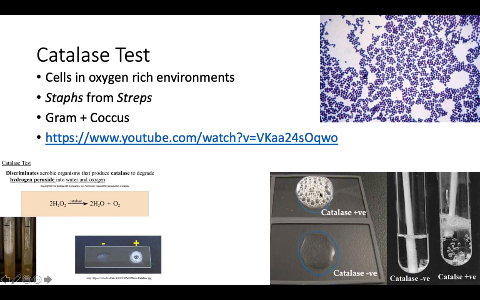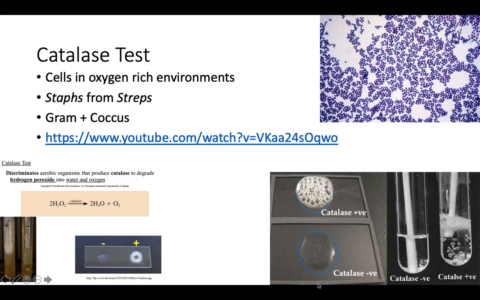You can do this test with loops on a slide. You can do it in a petri dish or in a tube with liquid hydrogen peroxide, and little sticks and things like that, and watch for bubbles. There's multiple different ways to do this, but it all works the same. You're looking for the presence of those bubbles. So if you have bubbles, you know this organism is able to produce the enzyme catalase, which means that it is a Staphylococcus species. So then you would proceed to an MSA plate to tell apart which species of Staphylococcus you have. They can all produce the enzyme catalase.